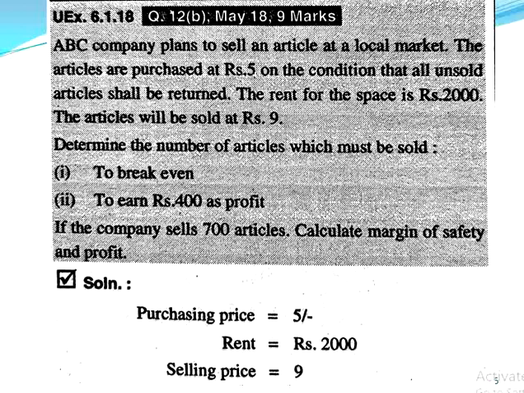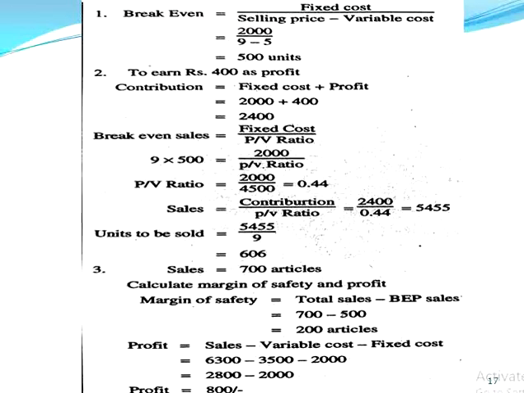So in the same way we can calculate break-even point: fixed cost upon selling price minus variable cost. Fixed cost, that is 2,000 rupees utilized for rent, selling price 9, and variable cost or purchase cost, that is 5. So break-even point is 500 units.